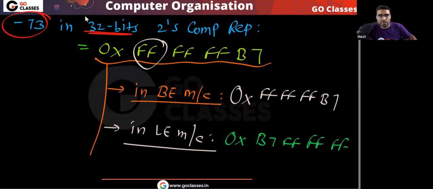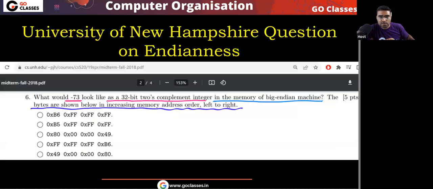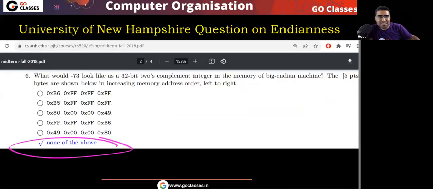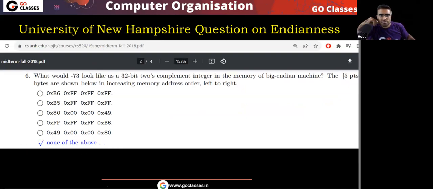Okay. So that's it. So tell me which option is correct. The question is asking for big endian. The answer will be FF, FF, FF, B7. Which option is correct? None of them is correct, right? Yes or no? None of the options are correct. Actually, there is one more option that I did not show you. If you see the original question, there is one more option: none of the above. In this University of Hampshire question, there is a none of the above option also. Is this clear? So the answer will be none of the above.